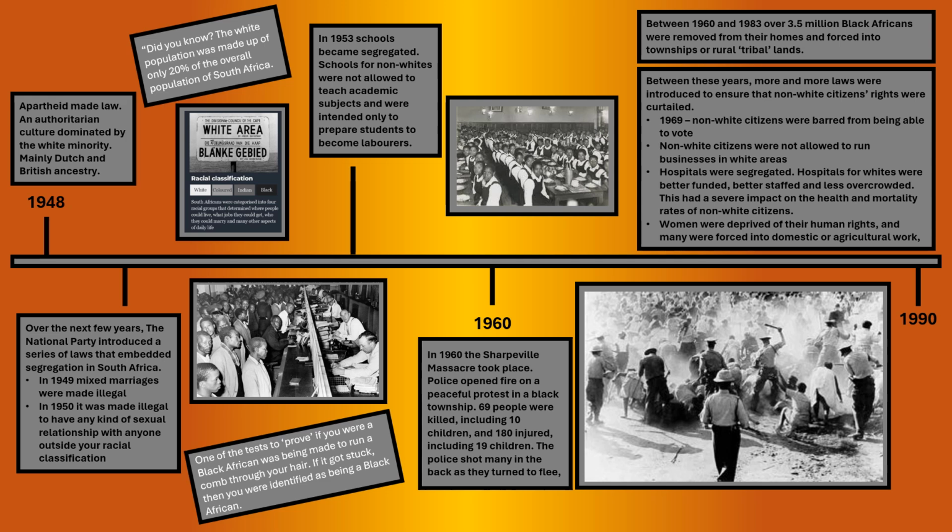Hospitals became segregated, and hospitals for whites were better funded, better staffed, less overcrowded, and this had a severe impact on the health and mortality rates of non-white citizens, whose healthcare was much less funded, whose staffing was much worse, and which were much more overcrowded. And women were deprived of their human rights as well, and many were forced into domestic or agricultural work.